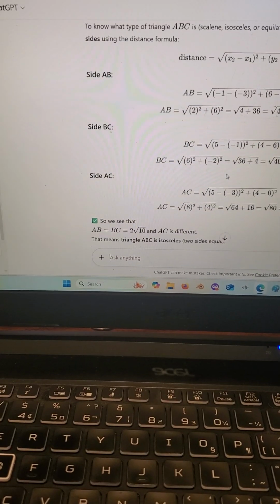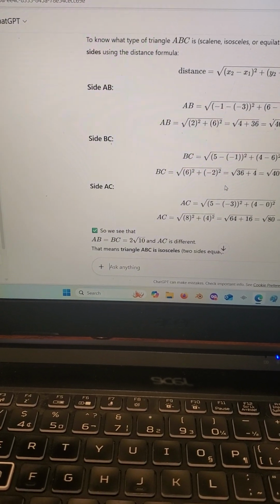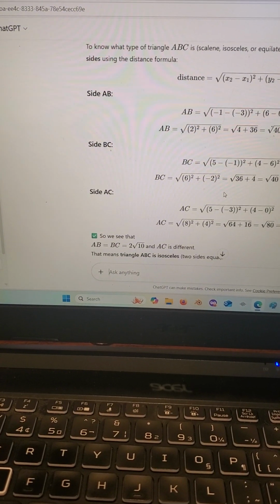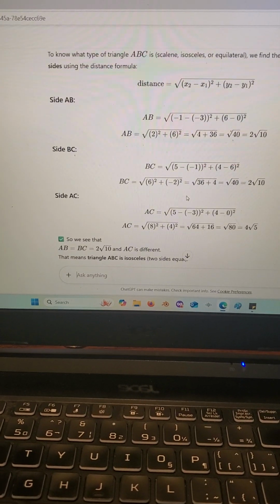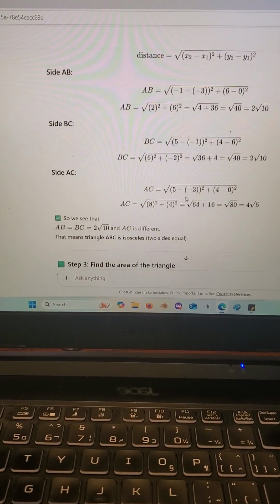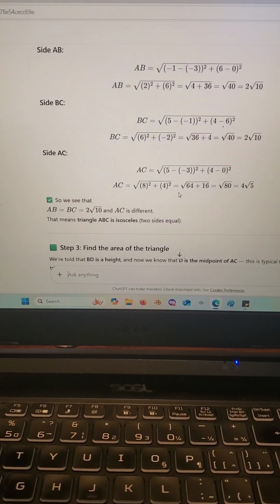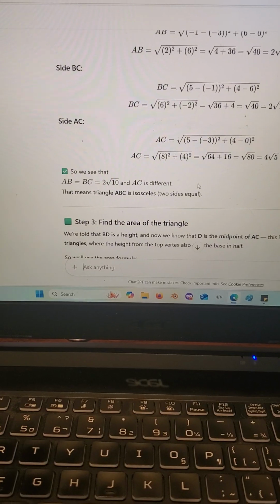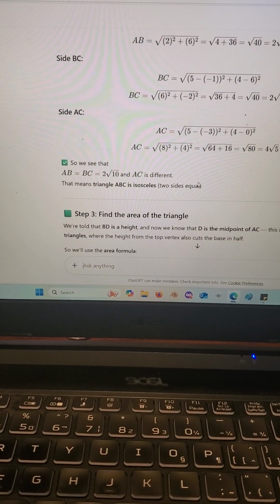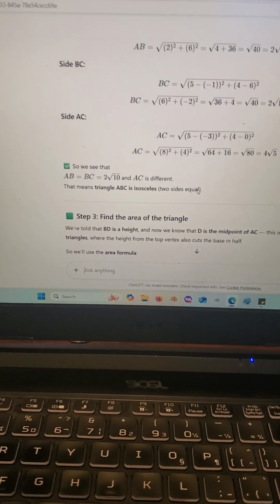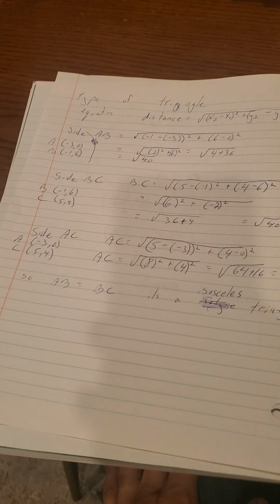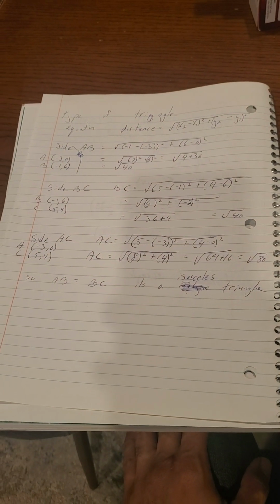As you can see, the AB line is exactly the same as BC, 2 square root 10. Now we find side AC is 4 square root 5, and it gives us this. So we know it's an isosceles triangle, with 2 equal sides. Here it's written. If you need to see it on paper, you can pause.